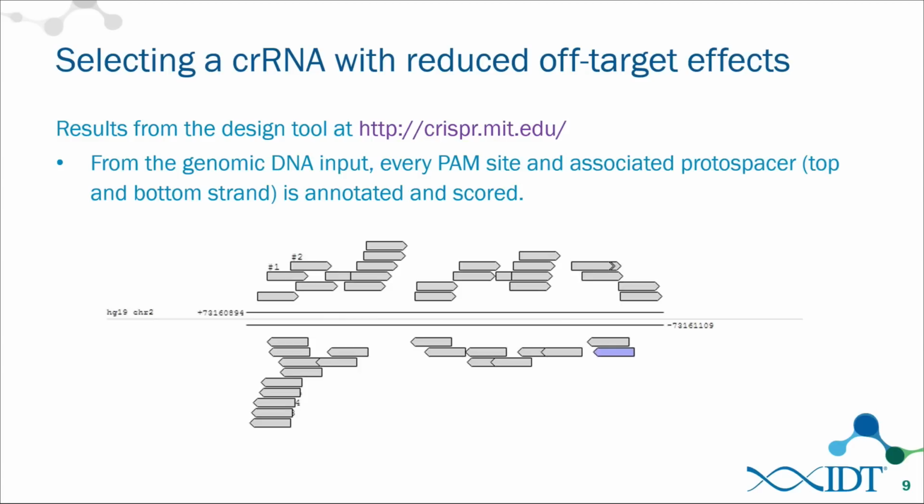So this screenshot captures a nice image of what is shown from entering a 250 base double-stranded DNA fragment into the tool. It highlights every PAM site and the protospacer element that is directly adjacent to the PAM, and it also orients them in terms of whether it's on the antisense strand or the sense strand. So you see the directionality of the protospacers relative to their PAM sites as well.